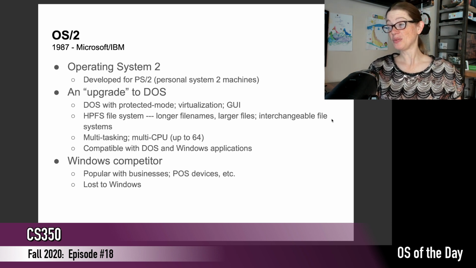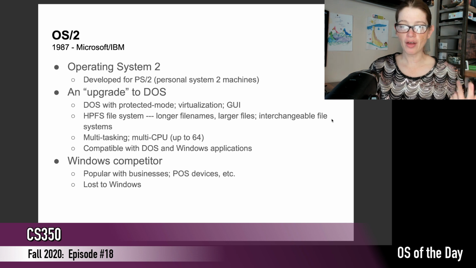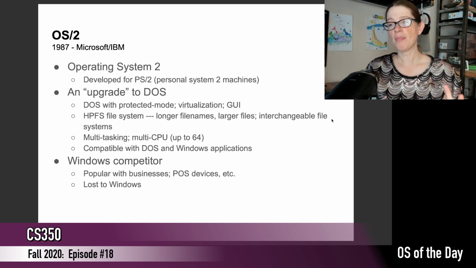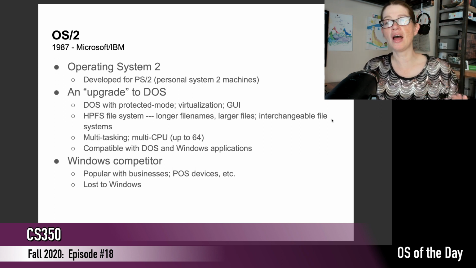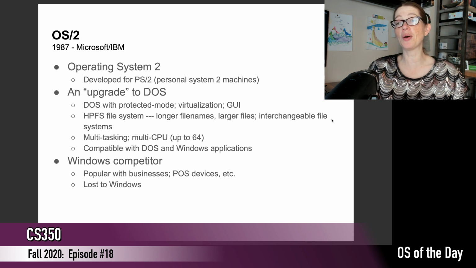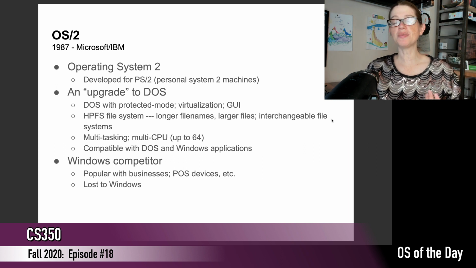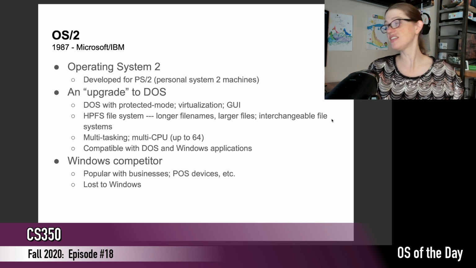Back to OS/2. So you've got an operating system that's offering virtualization, protection, better support for file names and a better file system, it supports multitasking and up to 64 CPUs, and it's compatible with DOS and Windows applications. So this was a major competition to Windows, and ironically, when Microsoft was actually involved in the development of OS/2, it lost.